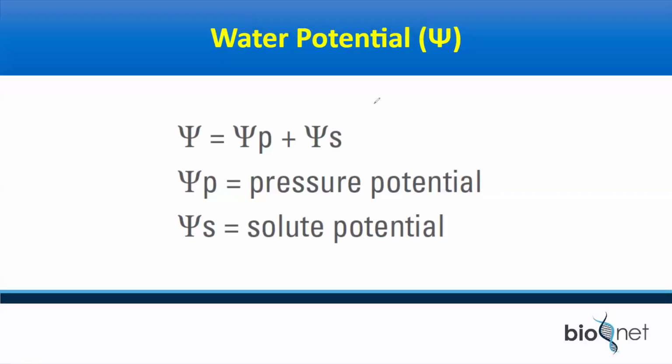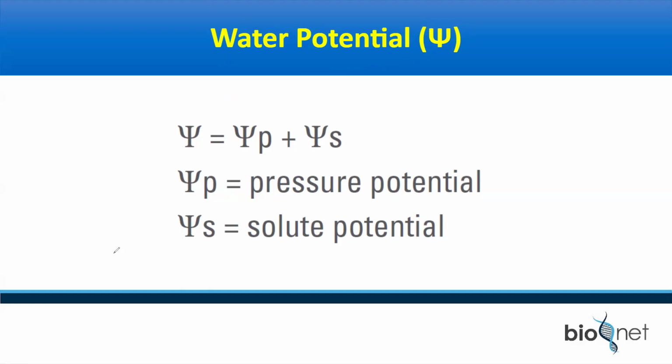Okay, so we have a conceptual understanding of water potential now. And now what we're going to look at is how do we actually calculate water potential using the water potential equation. So here's the water potential equation. It's equal to the pressure potential plus the solute potential. And we'll see how we determine each of these individually.